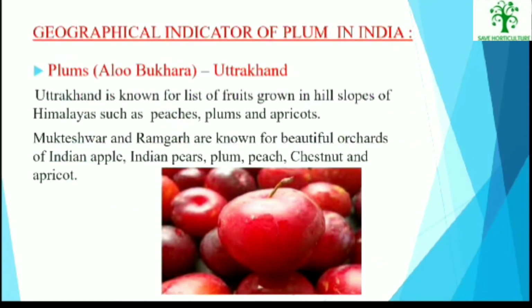Geographical indicator for plum in India is Alu Bukhara, Uttarakhand. Uttarakhand is known for the list of fruits grown in hill slopes of the Himalayas, such as peaches, plums and apricot. Mukteshwar and Ramgarh are known for beautiful orchards of Indian apples, Indian pears, plum, peach, chestnut and apricot.